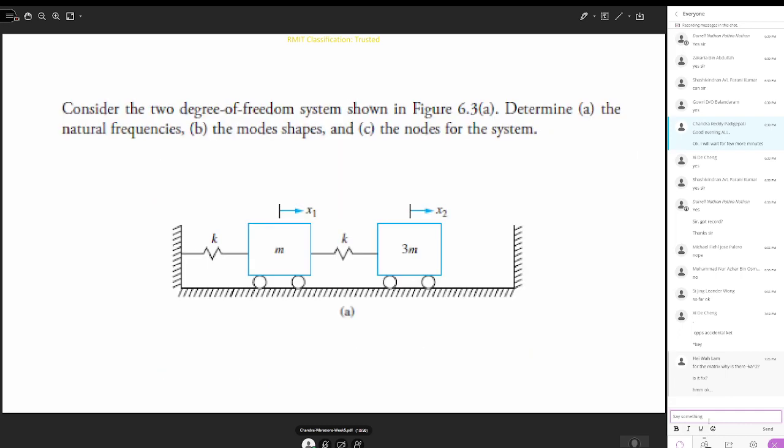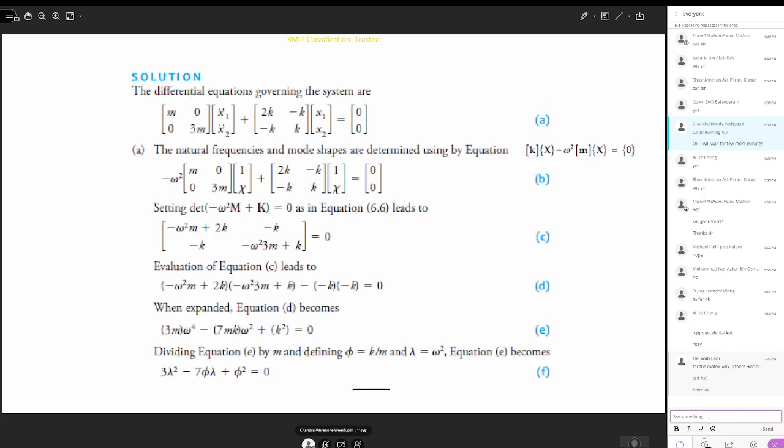Okay, I'll show you. This is the problem. To solve this problem means to find the two natural frequencies for the system. So we write the equation of motion. Once you write the equation of motion, to find the solution, you need to find the determinant of negative omega square m plus k equal to 0. This is a condition we can prove later.